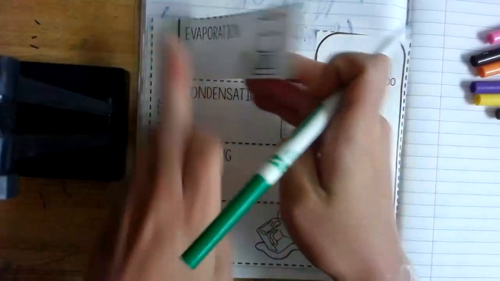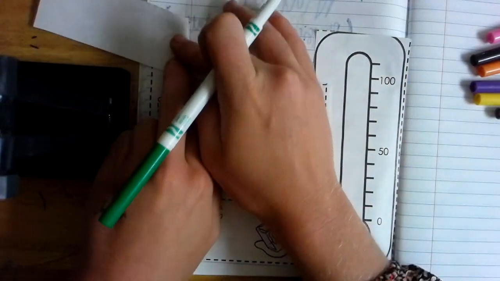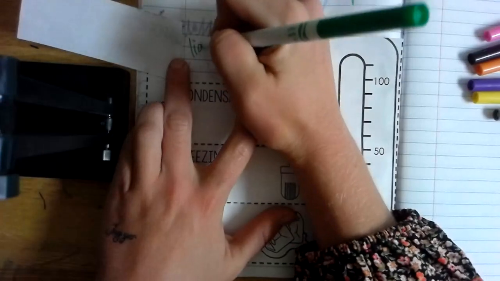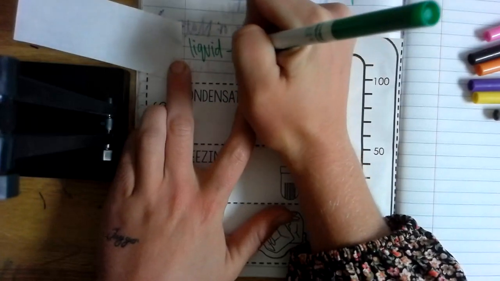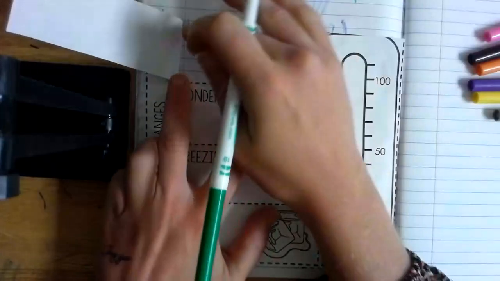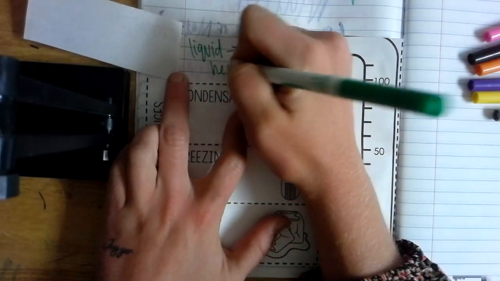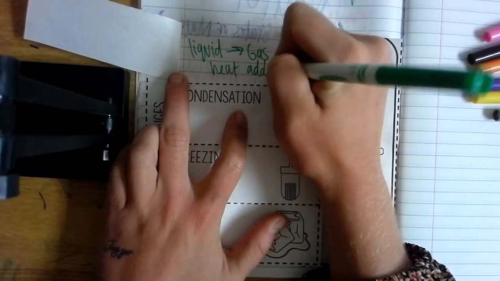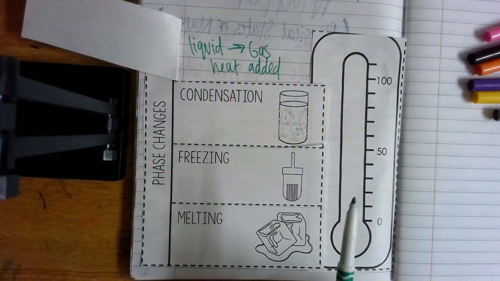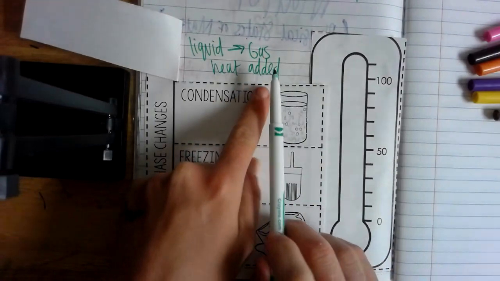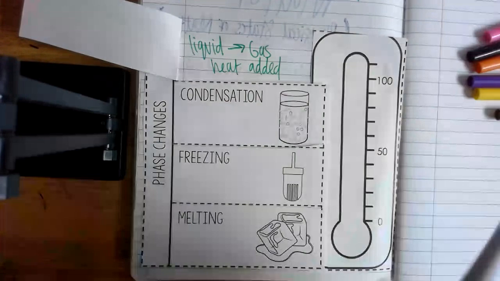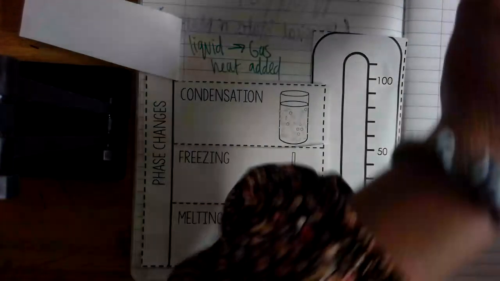For evaporation, that is going to be when liquid turns into a gas. And we're going to note that heat is added. So it's getting hotter. And it's when a liquid goes to a gas. This is usually also talked about as the boiling point of something, but that's when it turns from a liquid to a gas.